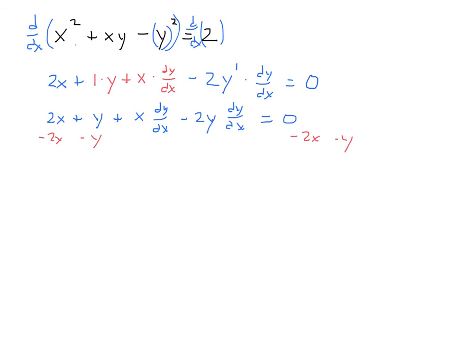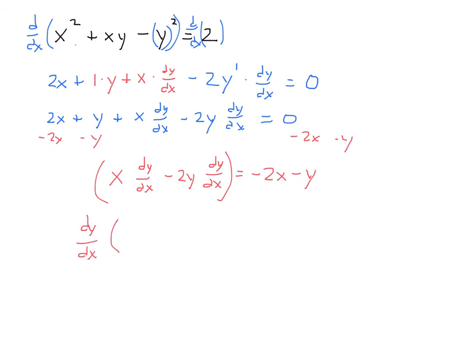And so when I do that, when I subtract the 2x and subtract the y, what I'm going to end up with then is x times dy/dx minus 2y dy/dx equals negative 2x minus y. So now, remember we're supposed to solve for dy/dx, I need to factor out, pull out the factor of dy/dx. So I'm going to think of that in terms of factoring, greatest common factor. I pull the dy/dx out, and I'll be left with x minus 2y, and that equals negative 2x minus y.